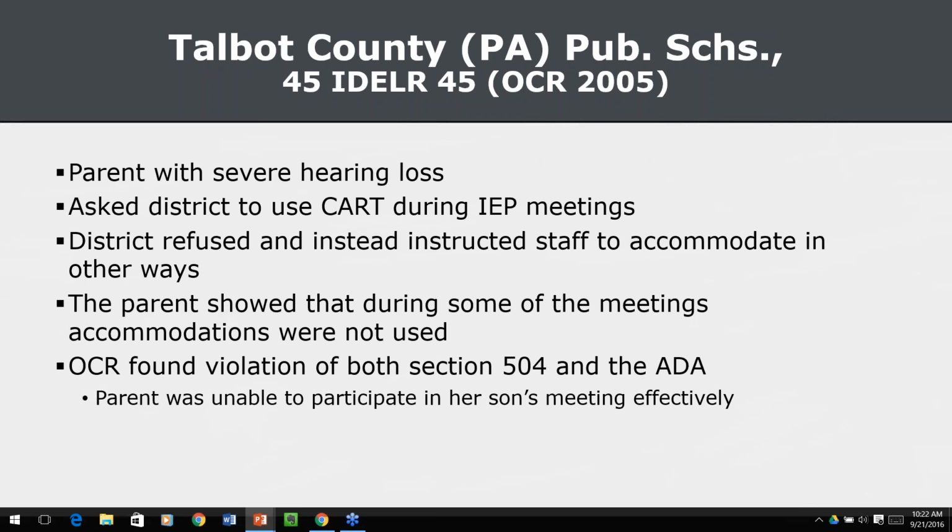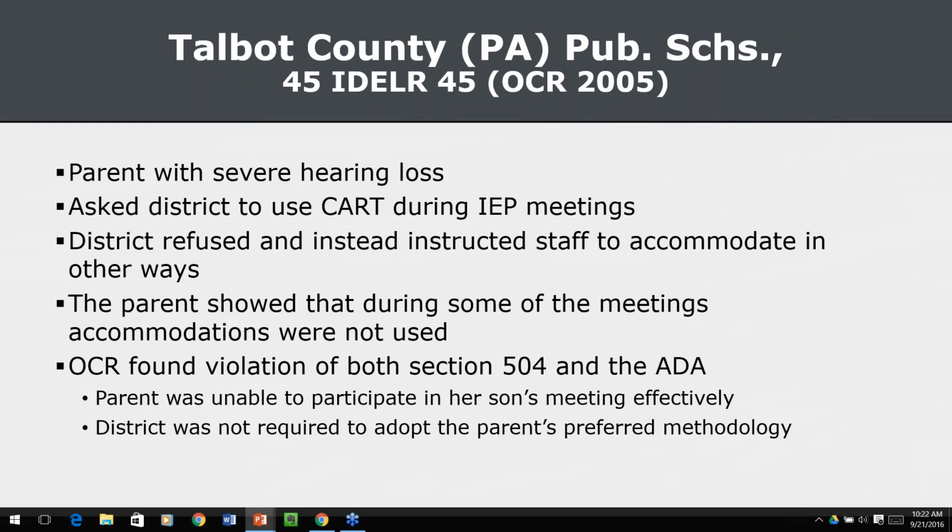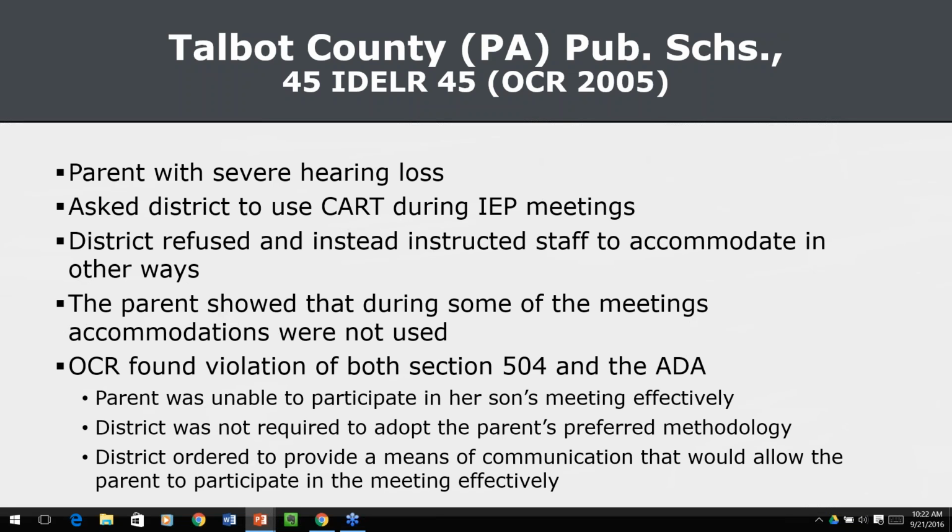The parent was unable to participate in the meeting effectively. Now, OCR said, you as the school district are not required to automatically adopt the parent's preferred methodology, but you're under an obligation to provide a means of communication that would be as effective as the means that would be at hand for a parent with hearing. And really in this context is probably going to be CART or perhaps a really good ASL interpreter. We'd have to look at the facts of whether or not this parent uses ASL, but you can see kind of how the Rowley standard does not apply in a parent context.